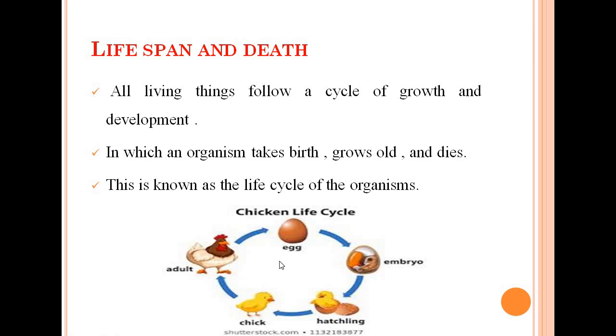As you can see in the diagram, the chicken life cycle. One egg is there. Inside the egg, an embryo is there. After hatching, the chicks come out. These chicks undergo the growth and development process and develop into adults, and again when they become adults they lay eggs. So in this way the continuous life cycle goes on.